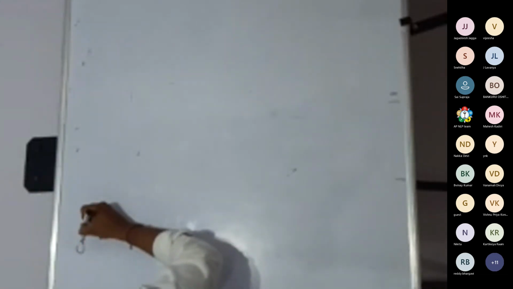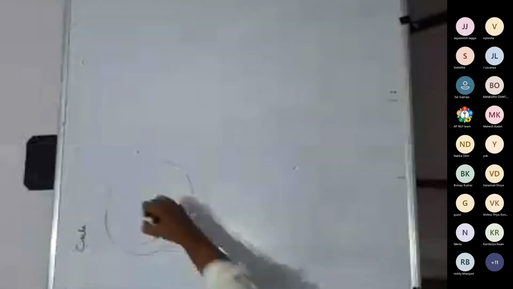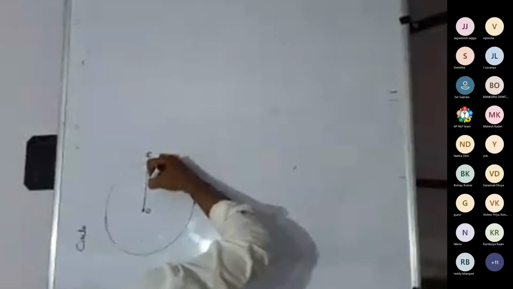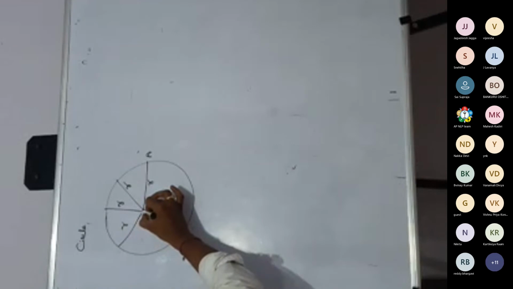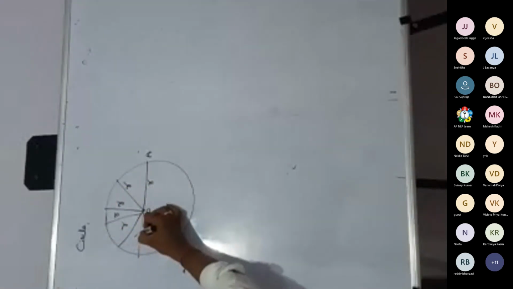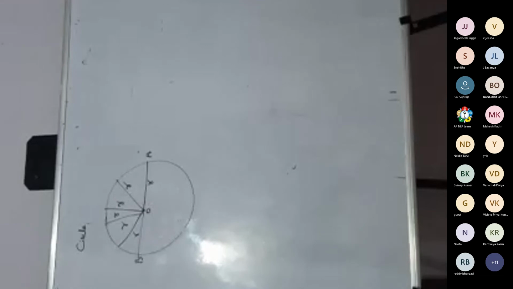Concept number 4. Let me go for the circle concept. Suppose this is a circle. From the center of the circle to a point on the circle, we call it the radius. So these are all radii.